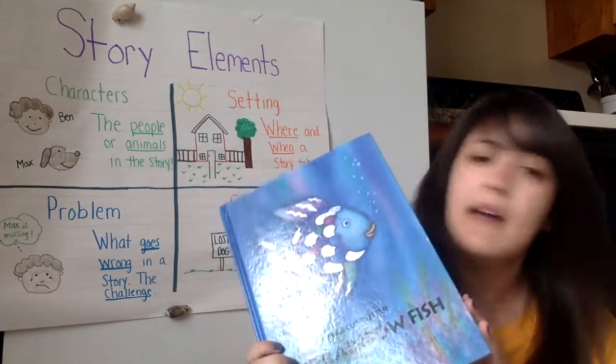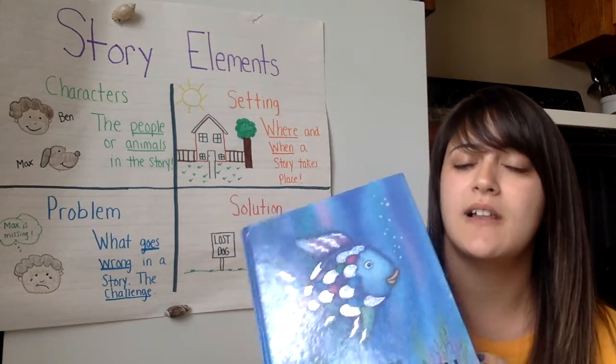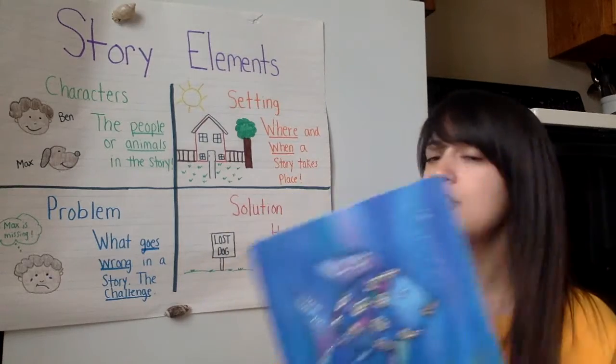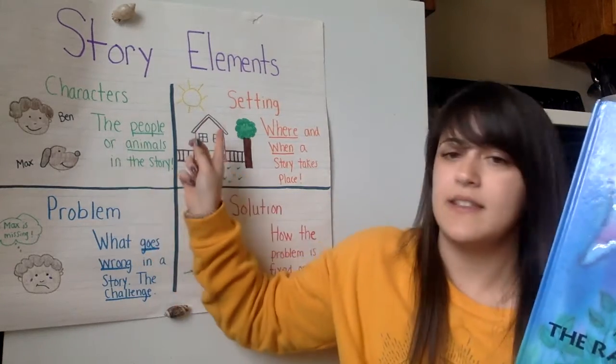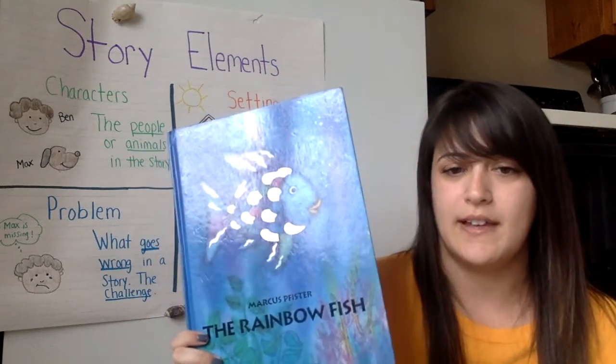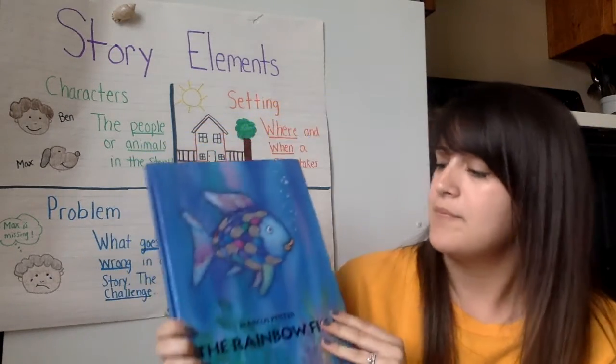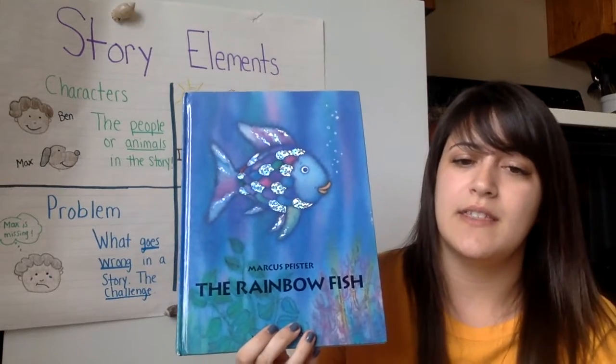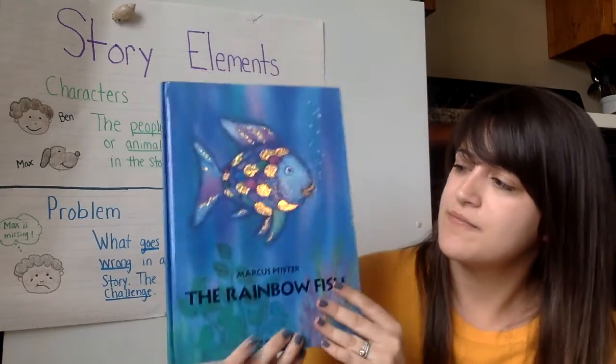So those are the story elements that we're going to think about as I'm reading you The Rainbow Fish. This is one of my favorite stories. I love this story. So be thinking about the characters, the setting, the problem, and the solution of this story as I'm reading to you. Okay. The title of this story is The Rainbow Fish.